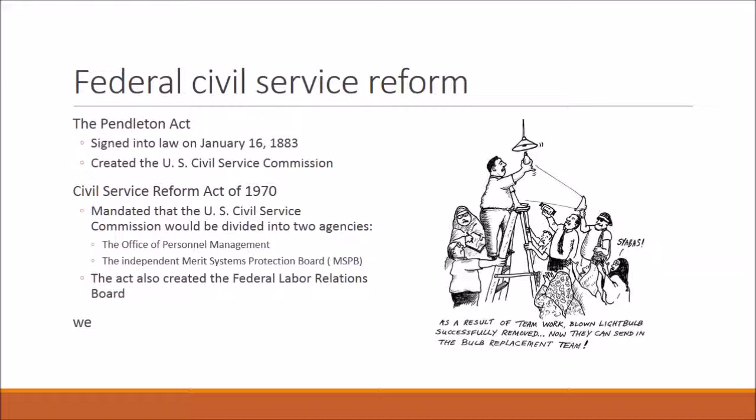The Civil Service Reform Act of 1978 mandated that the U.S. Civil Service Commission be divided into two separate agencies. One of them was the Office of Personnel Management. It serves as the personnel arm of the Chief Executive. And there's also an independent Merit System Protection Board, which provides recourse for aggrieved employees. In addition, the Act also created the Federal Labor Relations Authority to oversee federal labor management policies.